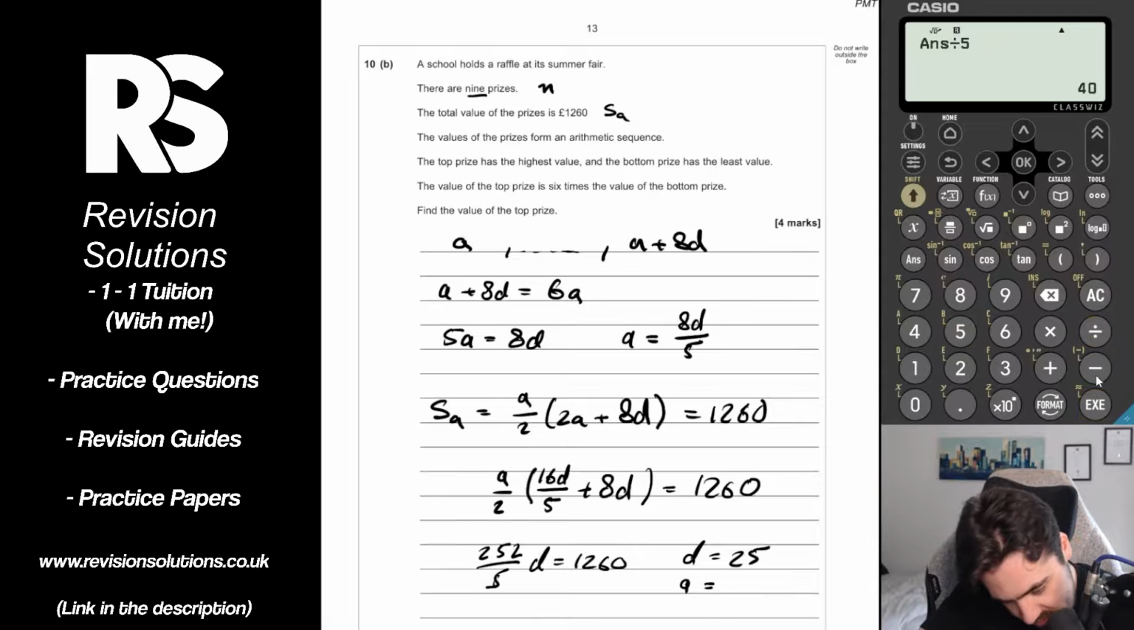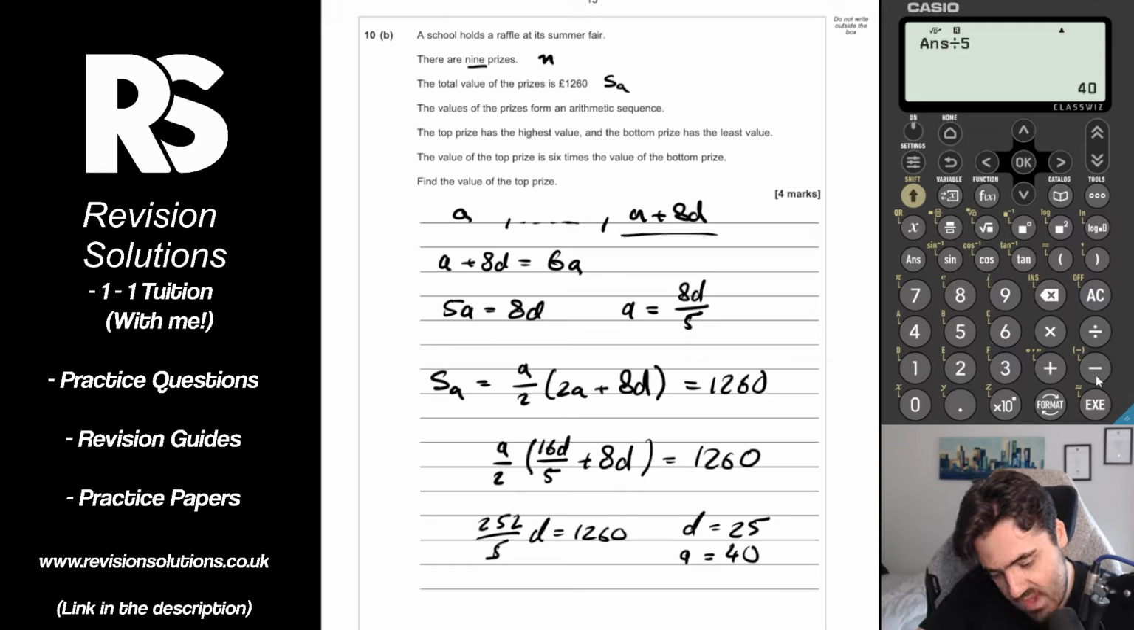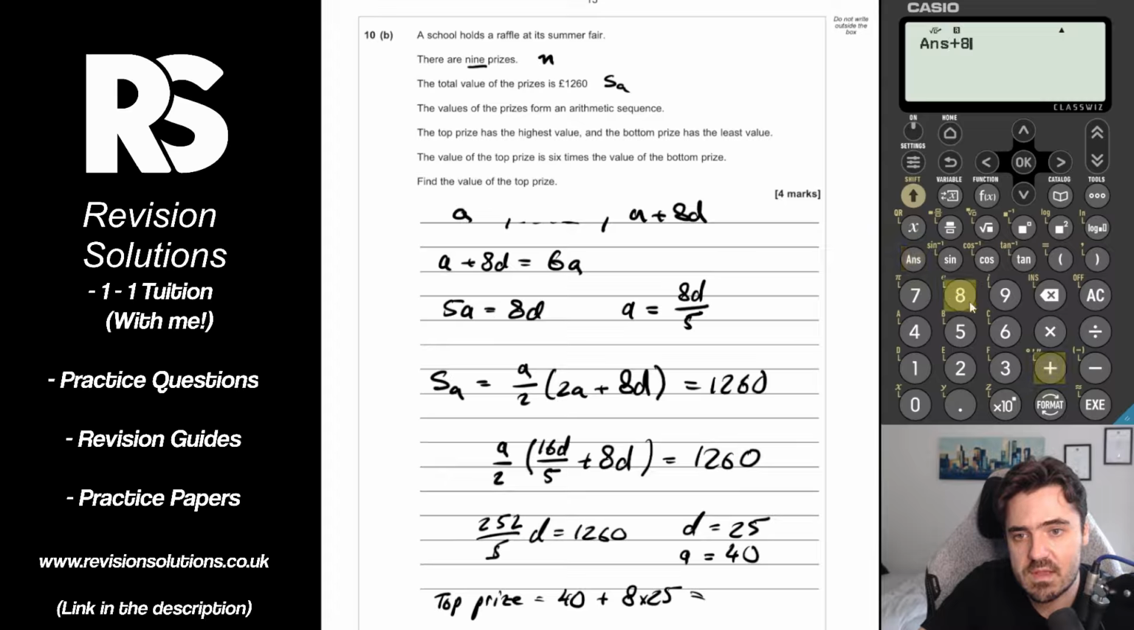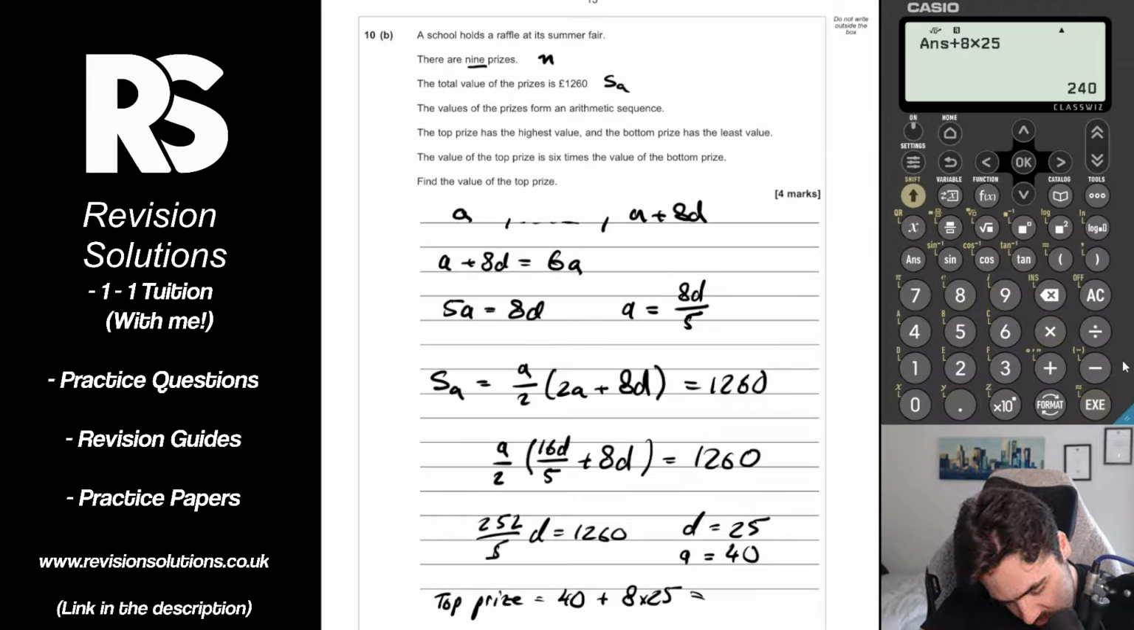That would be £40. And then to get the value of the top prize, well, that was the a plus 8d from the beginning. So top prize is going to be 40 plus 8 lots of 25. So take our answer from here, 40, and add 8 times 25. That gives us £240.